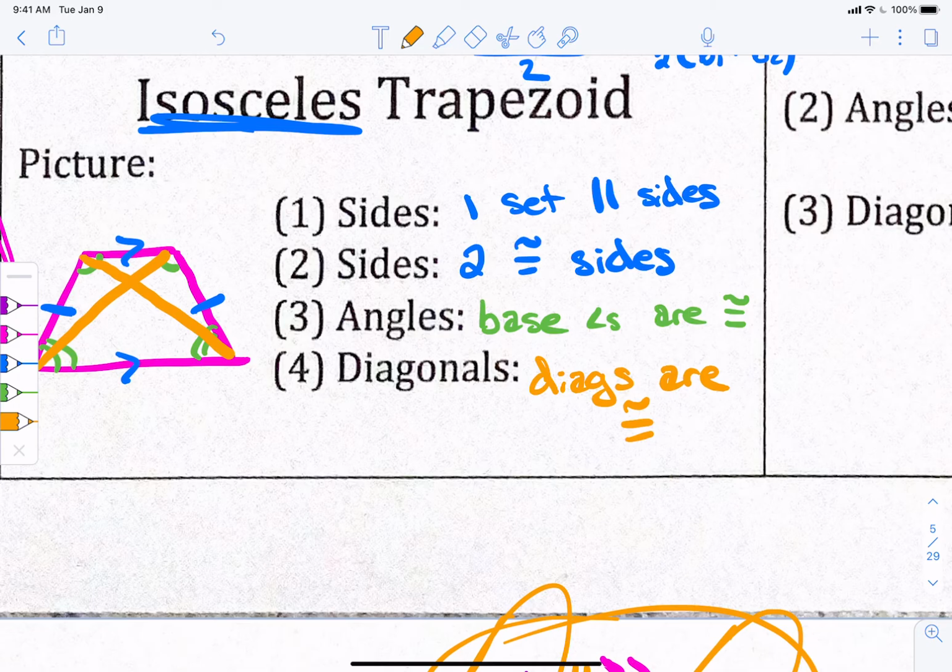The diagonals are exactly equal length. Okay, they don't split each other into two equal pieces. They're exactly equal in length. Good?